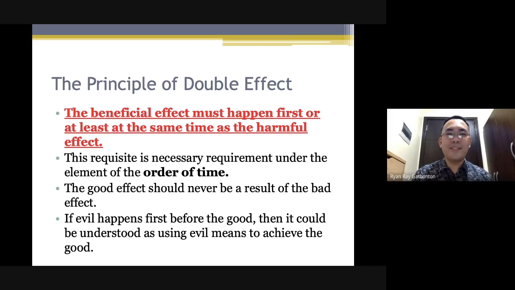So it's connected to the second condition of double effect. It's connected to that. So you have to examine whether the harmful effect comes after the good effect. All right?